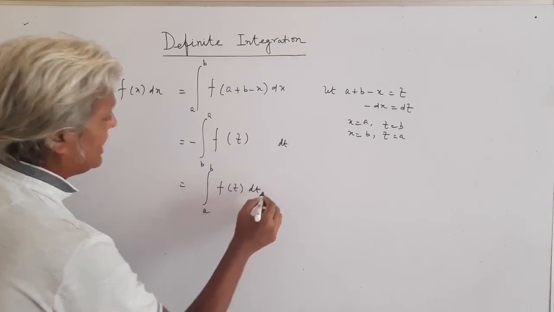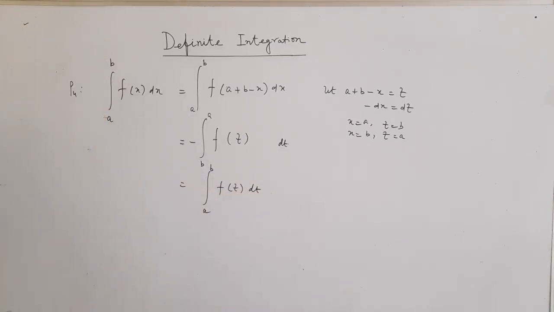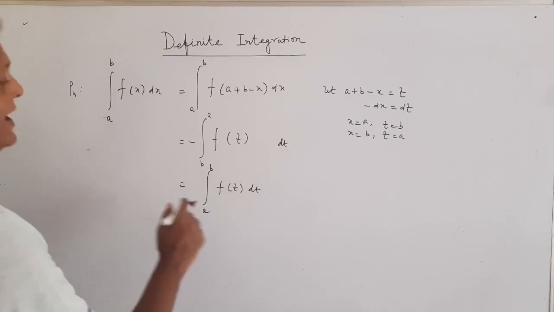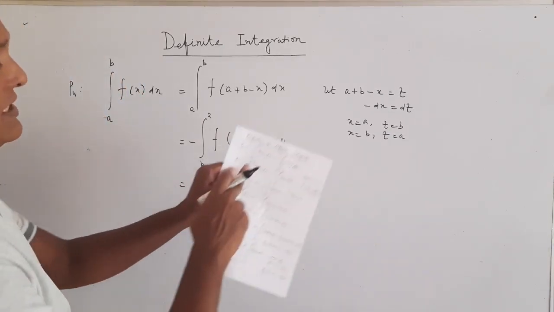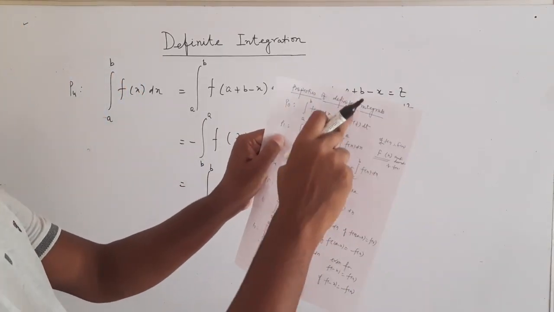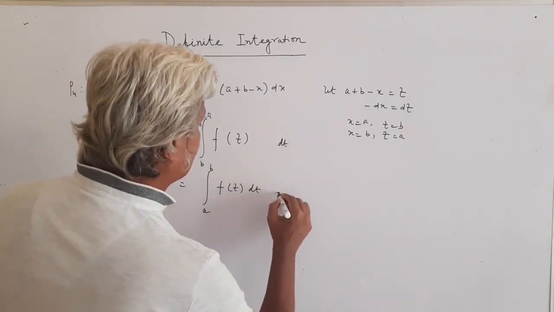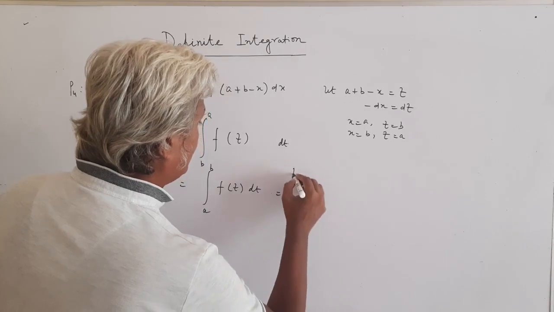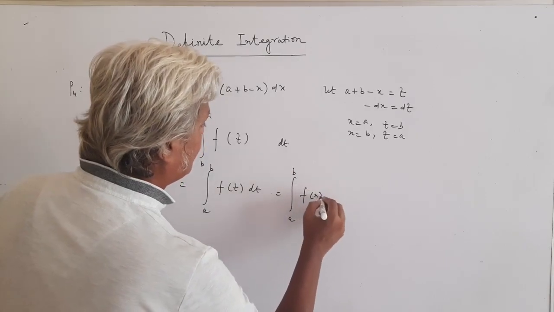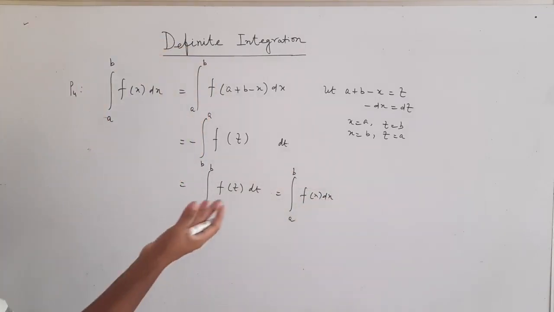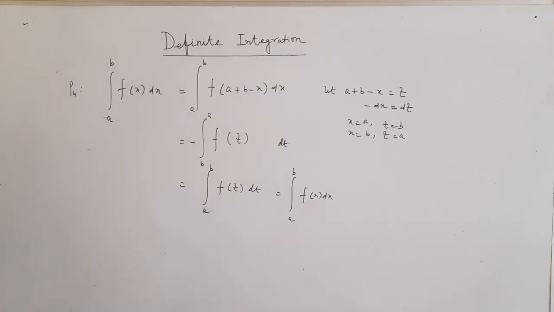f(t) dt. Now I want to change this expression from t to x. By the first property, a to b f(x) dx is a to b f(t) dt. So a to b f(t) dt is a to b f(x) dx. This becomes a to b f(x) dx, and now this is the proof. Okay, now I go for property 5.